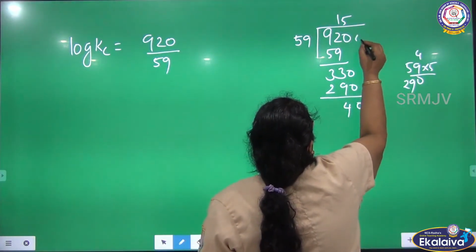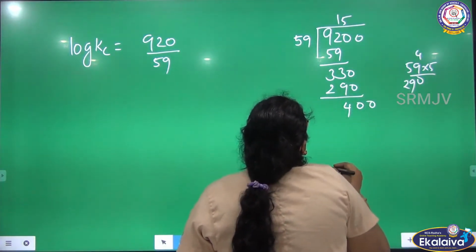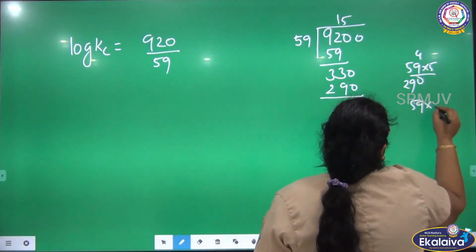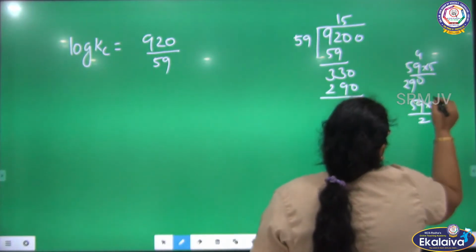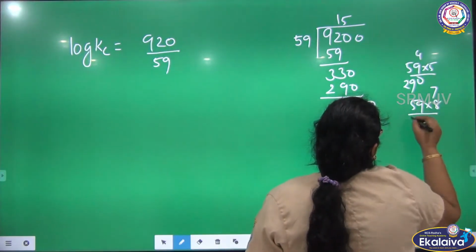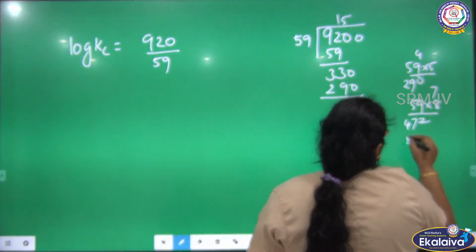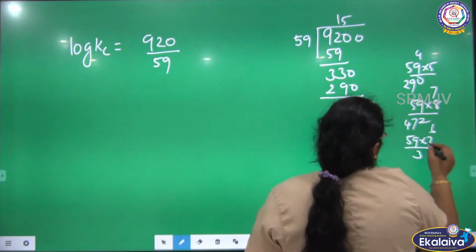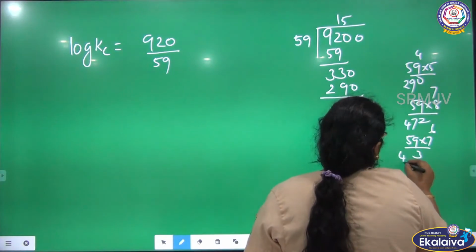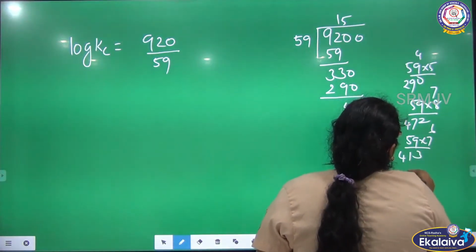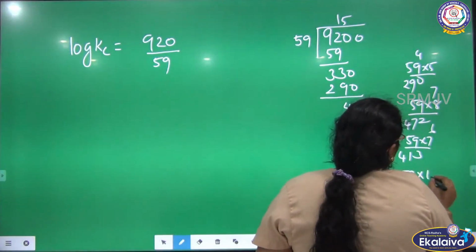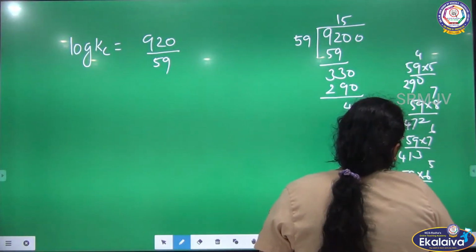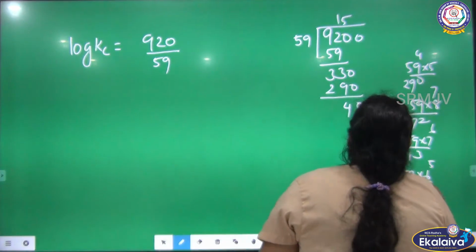Again, 400. How many times 59 in 400? If you put 8 times, 8 nines are 72, balance 7, 8 fives are 40, 47, 472. So you multiply by 7. 7 nines are 63, balance 6, 7 fives are 35, 41, 413. Again it will not go. So if you put 6 times, 6 nines are 54, balance 5, 6 fives are 30, 30 plus 5, 35, 354.